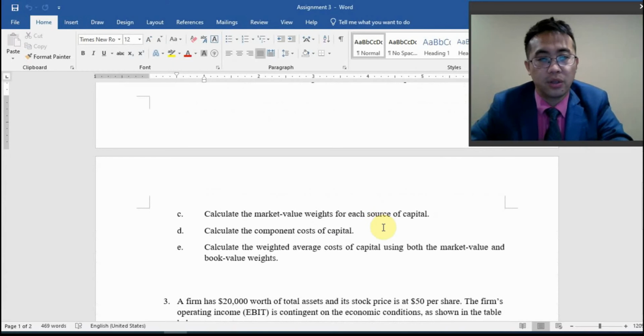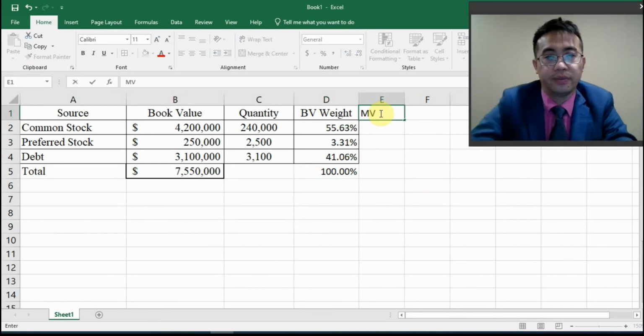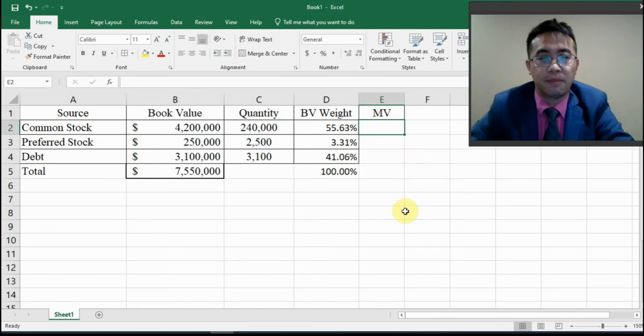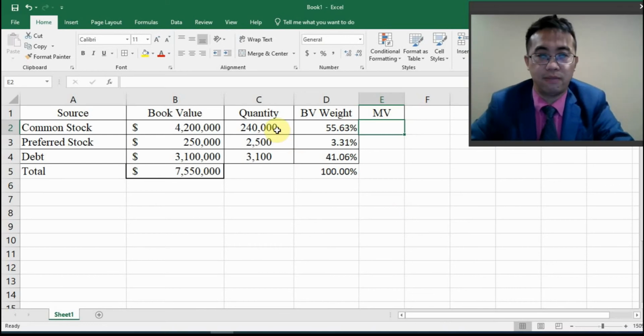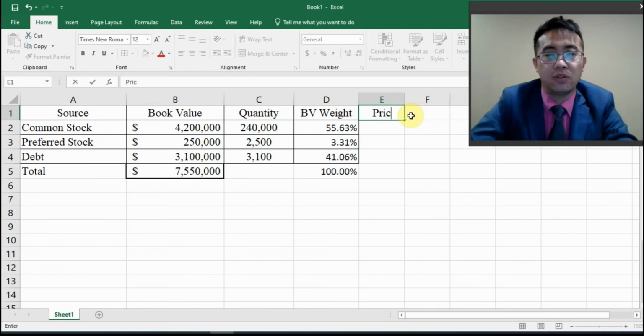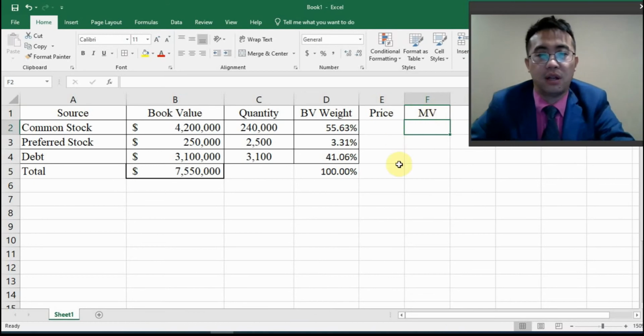The next one is to calculate the market value weights for each source of capital. This time we're looking at a different system. We have a book value, we also have market value as we learned in previous chapters. So for the market value, I need to create a separate column just to calculate the market value for each source of capital. And here I have some of the information I need, which is the quantity, but I also need to find their price. So I'm going to change the name to price and move the market value to the next column.